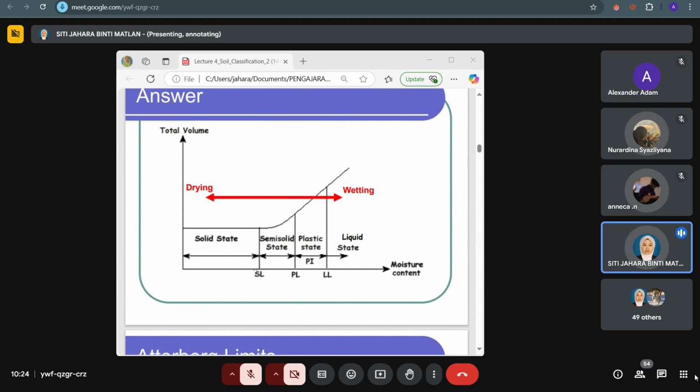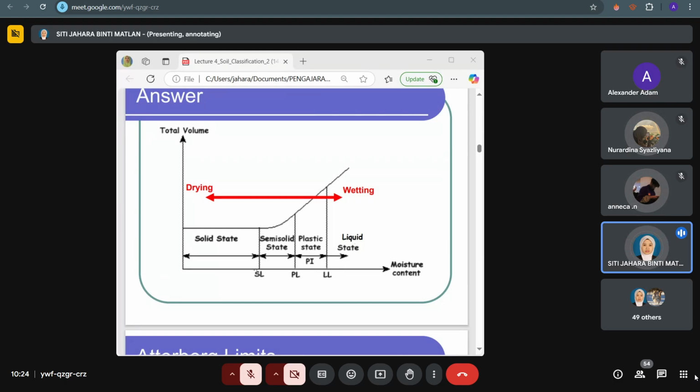In this slide, the diagram shows how the soil changes state depending on the moisture content. As you add water, in the wetting process, a dry soil transitions from solid state to semi-solid state, then to plastic state, and finally to liquid state. This is called the wetting process, from left to right.